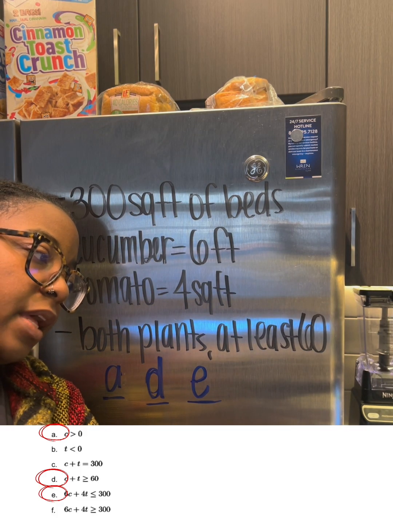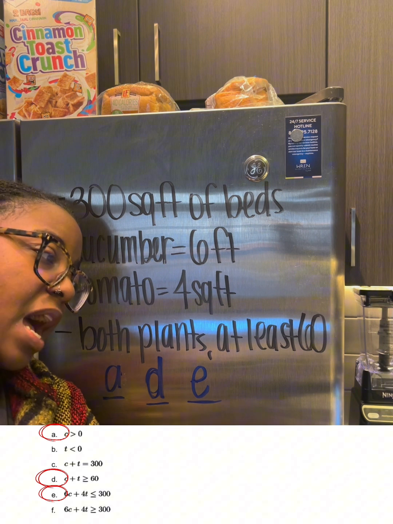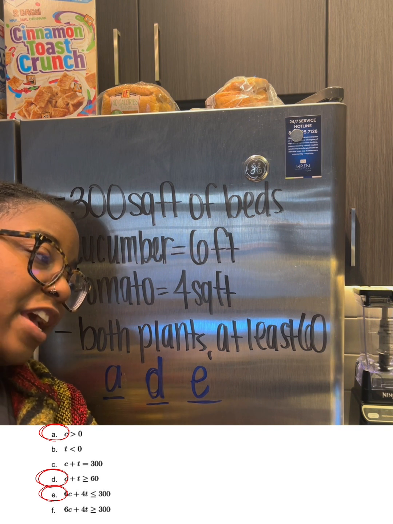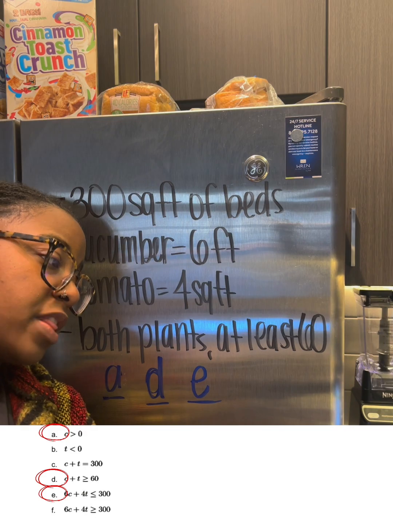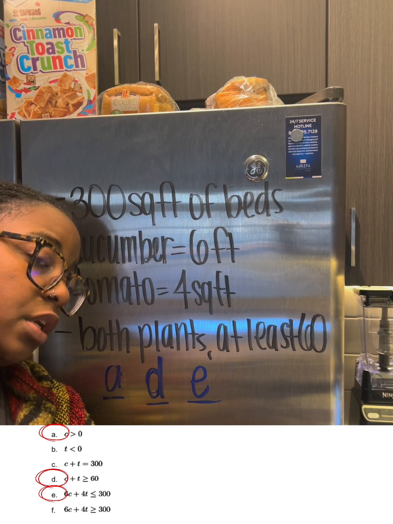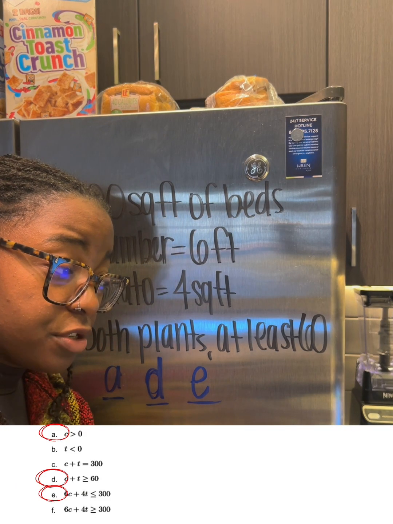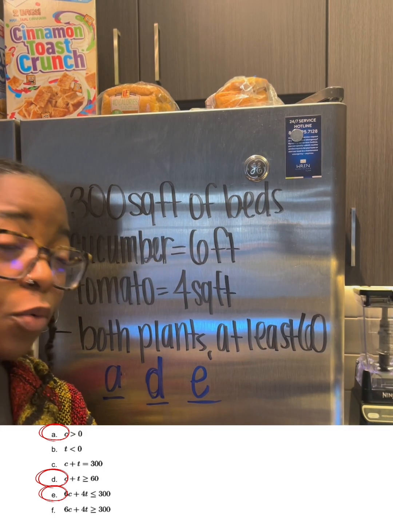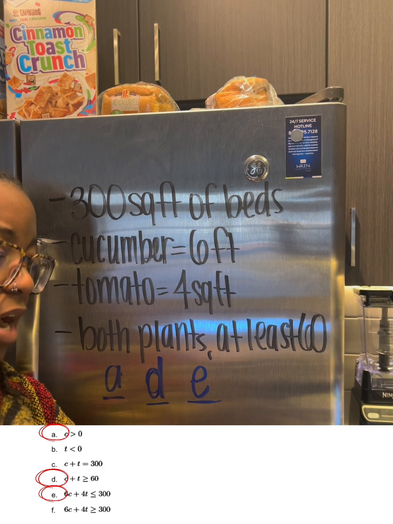Okay? And F is just the opposite of E. F is saying we can have more than, greater than or equal to 300. We already told you only got 300 square feet. Well, why you going 301? So F is not correct.